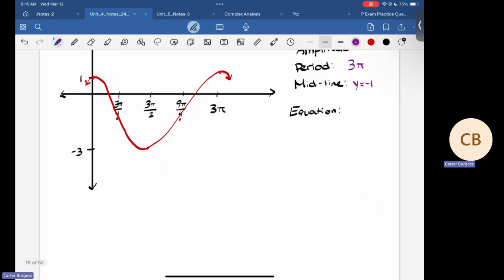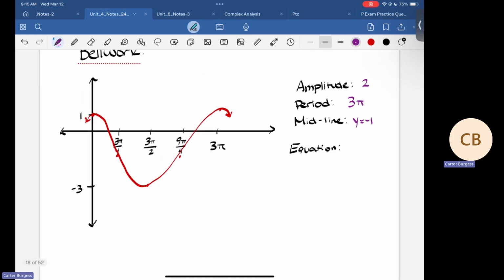Now, we saw yesterday that our trig functions had this kind of generic form that we could look at. Before we take a look at that, what kind of trig function is this going to be? Is this going to be sine or cosine? How do we know that this is going to be cosine? Starts at the maximum rather than at the middle. And so we are going to have some kind of a times cosine of bx plus some vertical shift up or down.